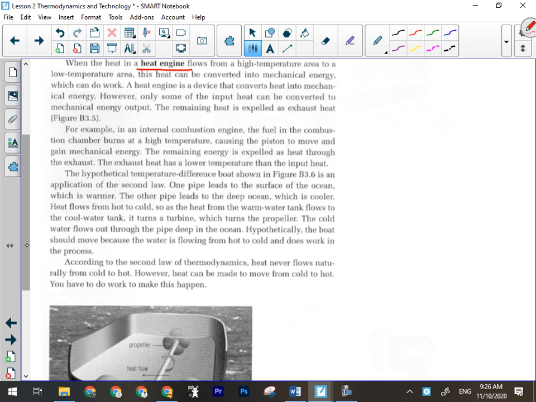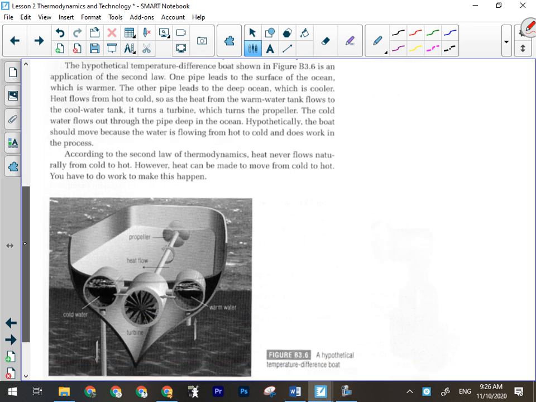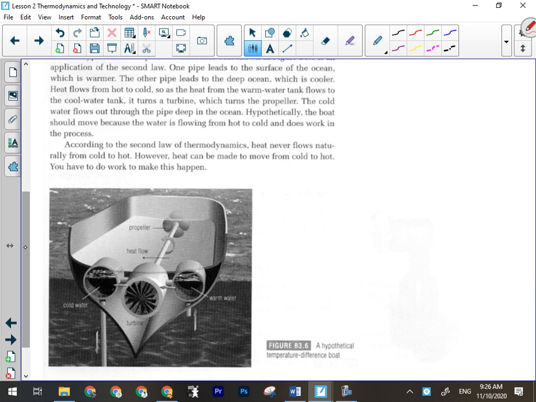All right, so hypothetical temperature difference boat. This was one of the original designs for the heat engine. It's highly impractical. It's only a theoretical design, just to show that here's something that could work, maybe.